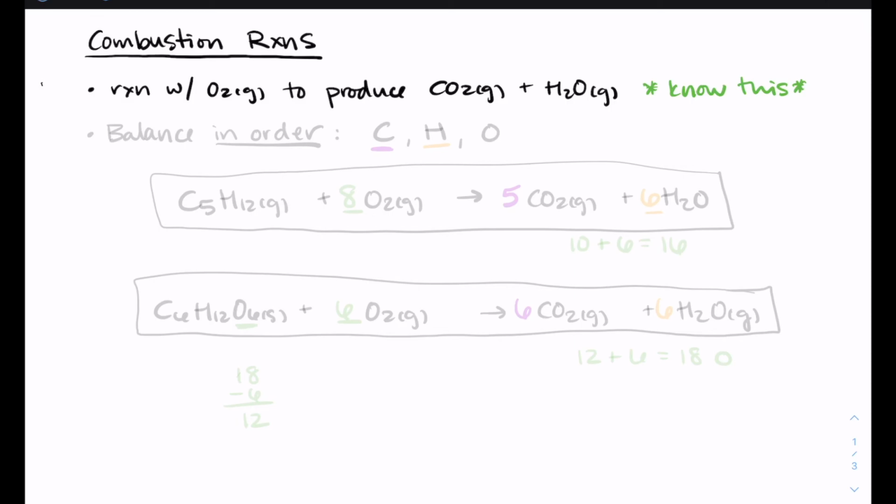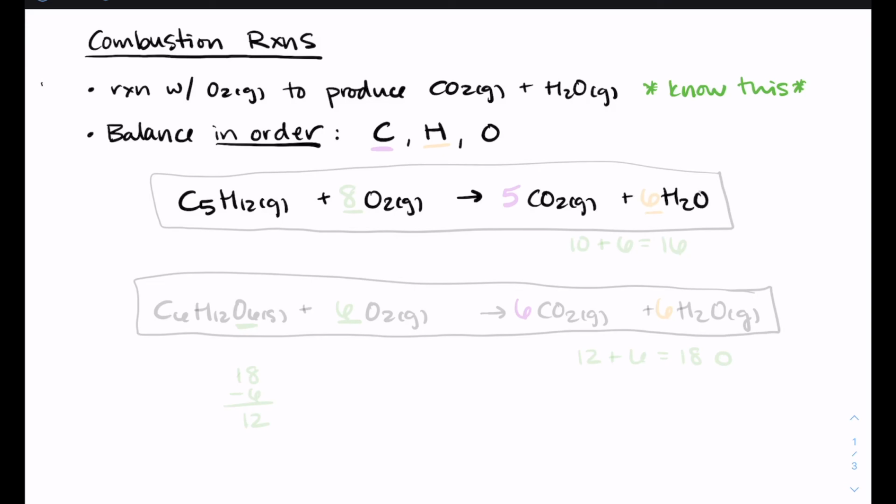For these reactions, you balance them in a specific order. If you balance them in a specific order, you will not encounter issues. It's the most important thing, is to do them in order. Do carbon first, then hydrogen, then oxygen. As an example, let's balance C5H12 gas being combusted. So it reacts with O2 gas, and it produces CO2 gas and H2O, which is also a gas.